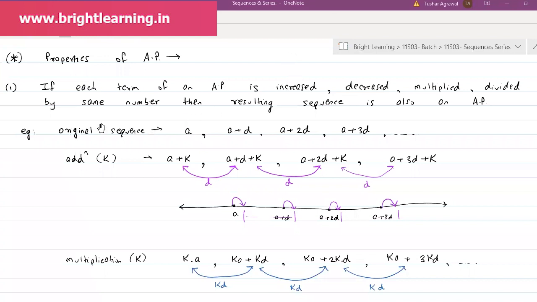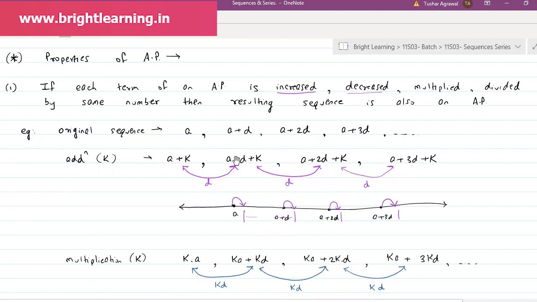So let's say the original sequence is A, A plus D, A plus 2D, A plus 3D. This is our original arithmetic progression. And let's say first we will consider the case where each term is increased or decreased. So let's say addition: to each term a constant K is added. The first term becomes A plus K, the next term, initially A plus D, now becomes A plus D plus K. The third term, A plus 2D, becomes A plus 2D plus K. This is A plus 3D plus K.